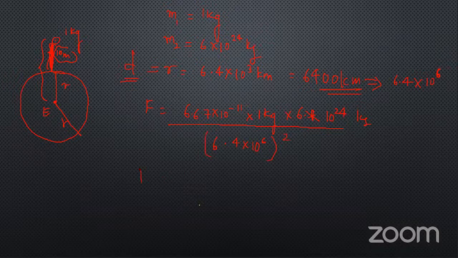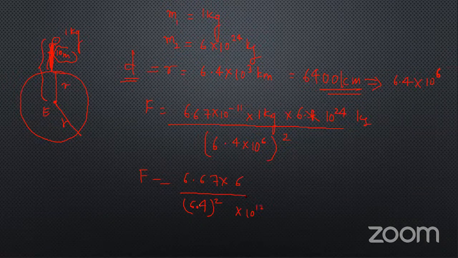Okay, so the final value will be 6.67 into 6 divided by 6.4 square. Let's just see the powers of 10 and solve them. Here in the denominator we have 10 to the power 6 into 2, so 10 to the power 12 will be here. In the numerator you have 10 to the power minus 11, and you have 10 to the power 24, right?